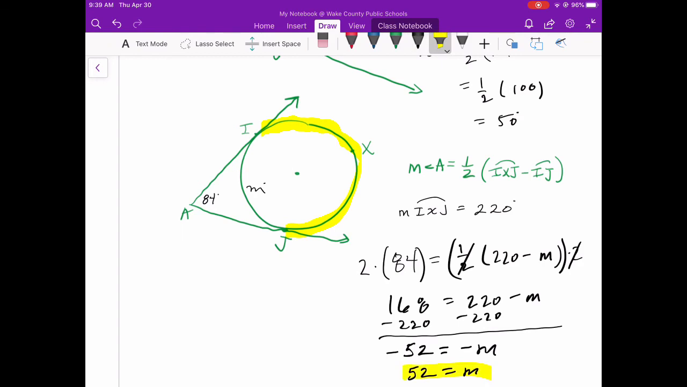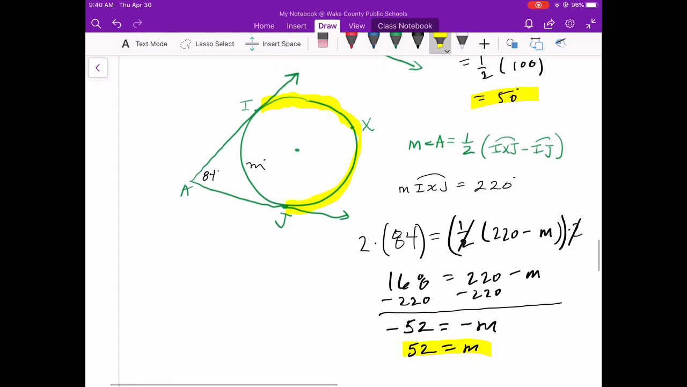So all three of those scenarios, whether it's two tangents, two secants, or a secant and a tangent, if they intersect outside of the circle, you're going to do big arc minus the small arc divided by 2. That's what the angle is equal to.